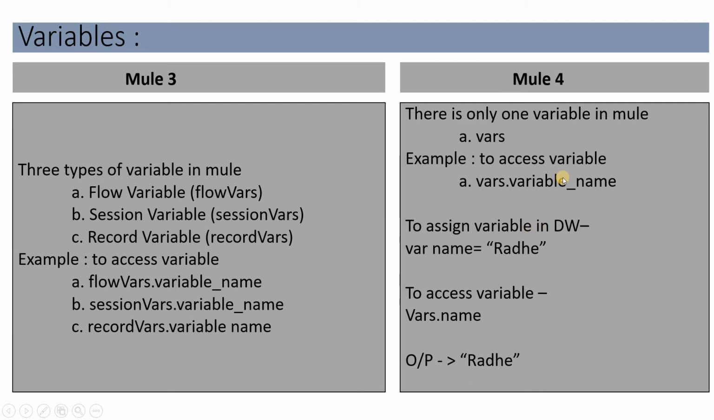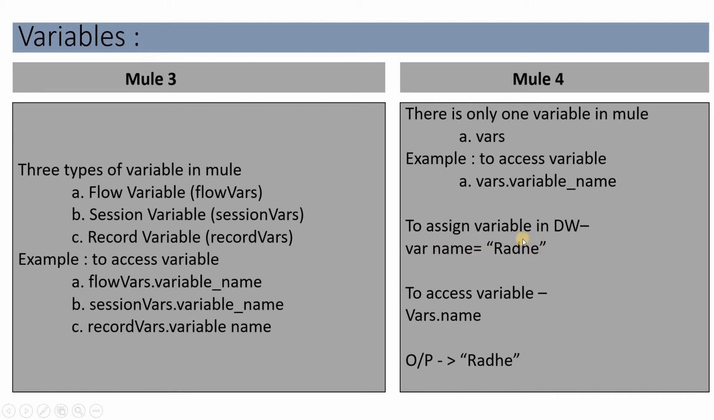Now coming to the Mule 4 variables, that is vars, the only one kind of variable. Let me give one example of how we can define it in DataWeave. By using the var keyword, then the variable name, equal to whatever value you have to assign, you can assign it.